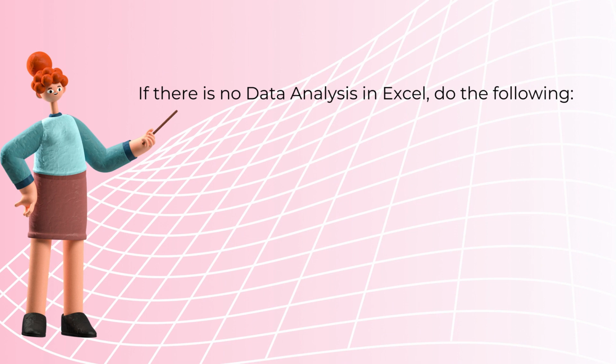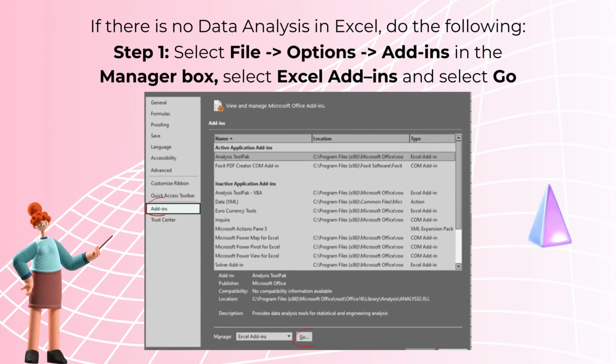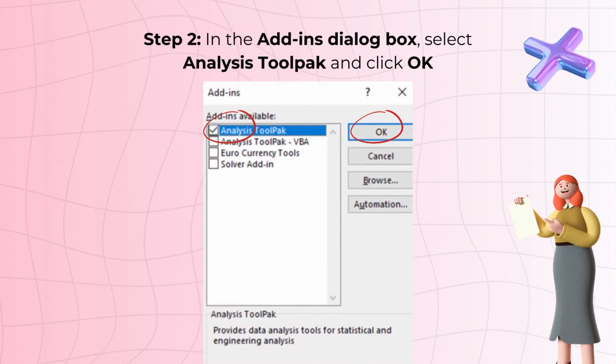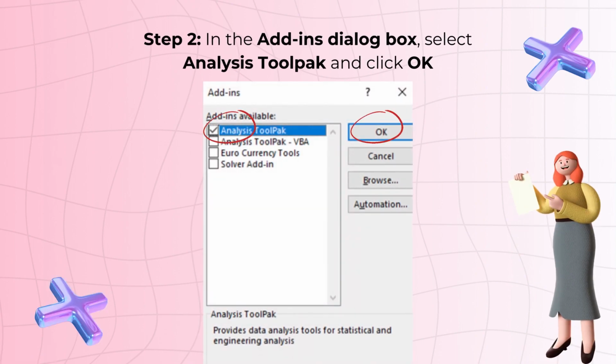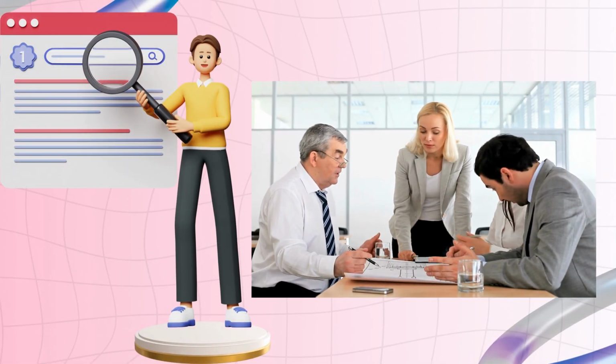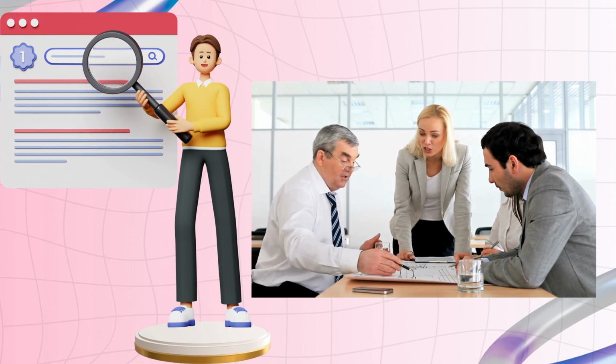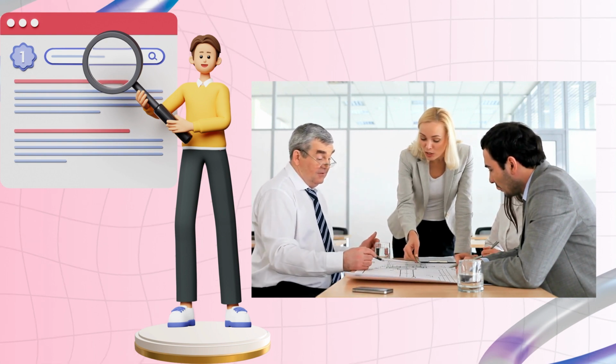If there is no data analysis in Excel, do the following. Step 1. Select File, Options, Add-ins. In the Manager box, select Excel Add-ins, and select Go. Step 2. In the Add-ins dialog box, select Analysis ToolPak and click OK. After completing the steps above and installing data analysis in Excel, we will move on to the main section, which includes the statistical functions that our team will use, along with accompanying examples to help you gain a better understanding.